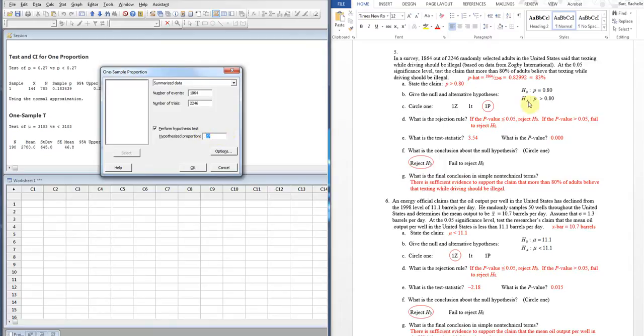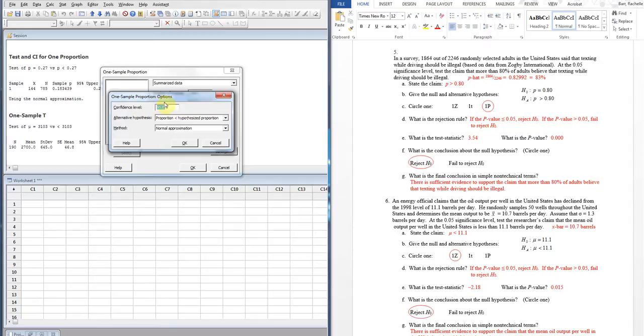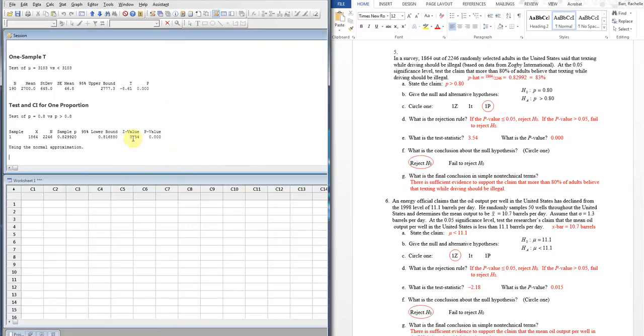All right. From my null, I'm getting 80%. Got to go to my options. I'm looking at 95%. Ooh, I need it to be greater than. Go that way. Normal approximation, check. We're doing good. Let's hit OK twice. There is my test statistic, my z-value. And then my p-value. Woohoo! All right. Very tiny p, very large z. Definitely going to be hitting rejection land.